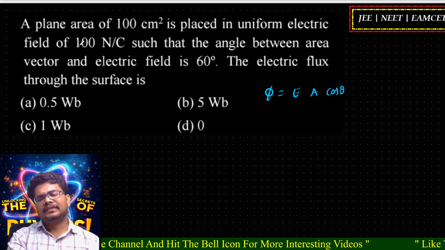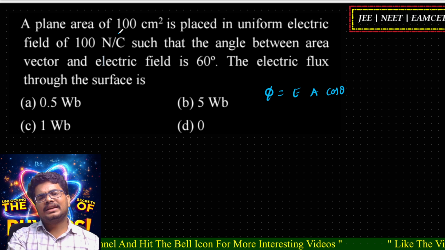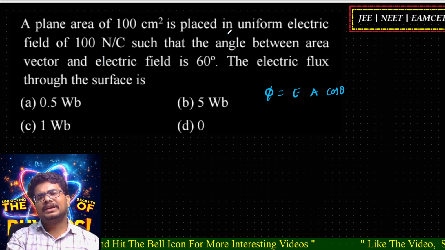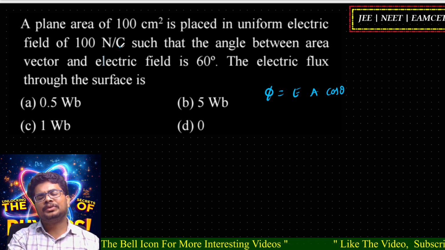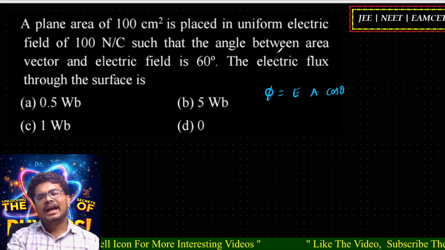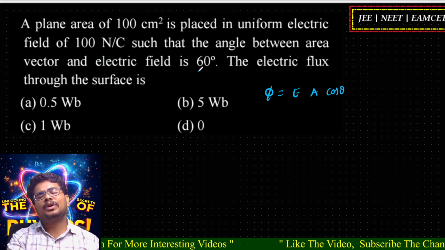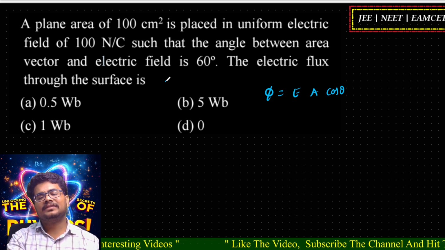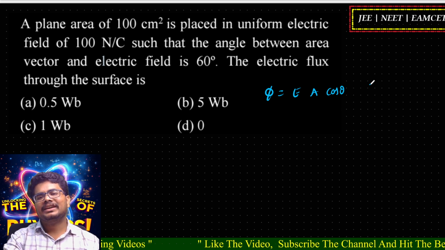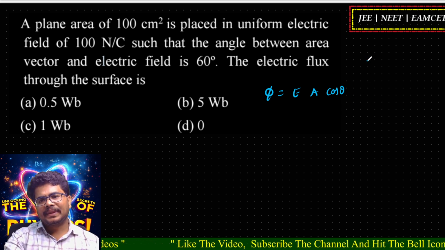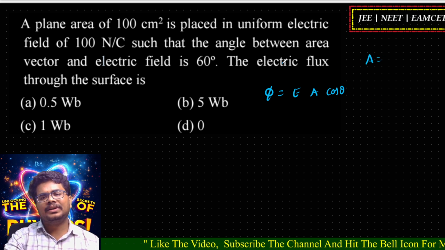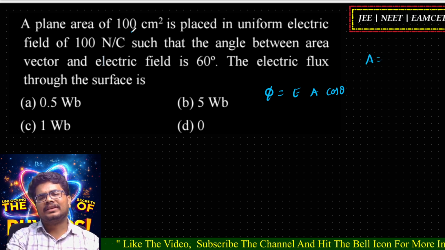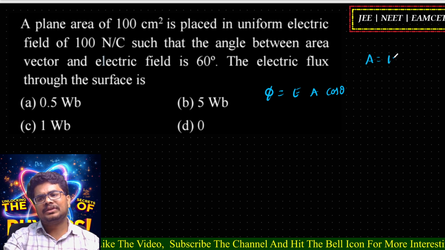Let me go to another question. This is also one of the PYQs. An area of 100 centimeter square is placed in a uniform electric field of 100 Newton per Coulomb such that the angle between the area vector and the electric field is 60 degrees. Then find the flux. So what area value did they give? 100 centimeter square. If I write in SI unit, what do I write?